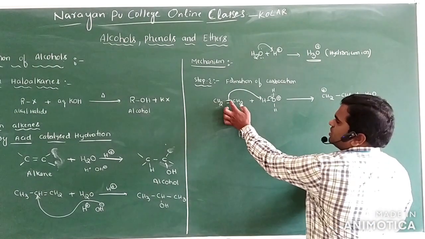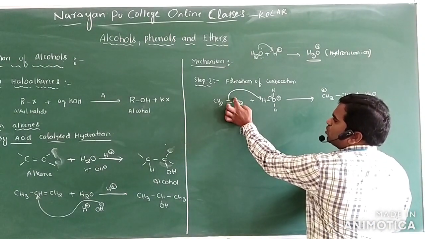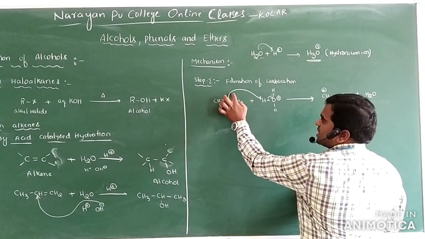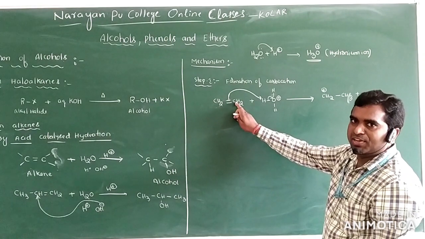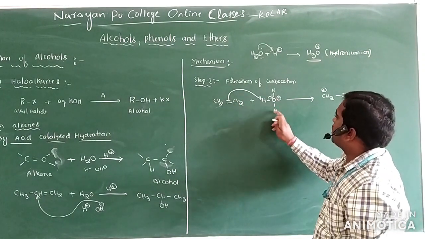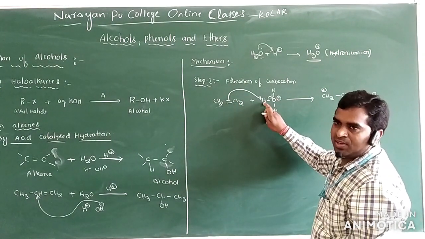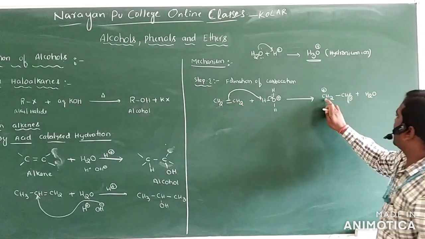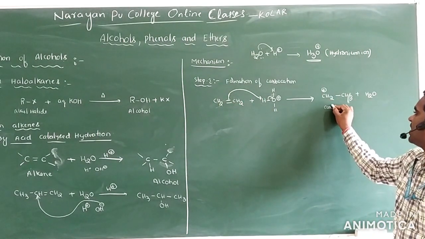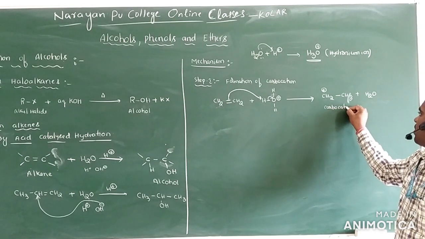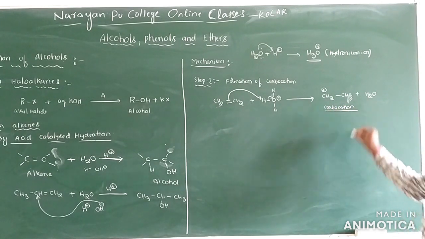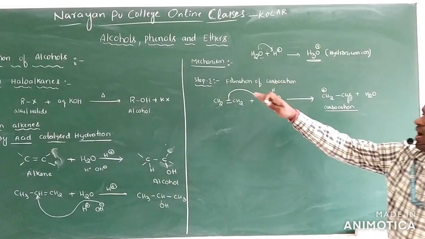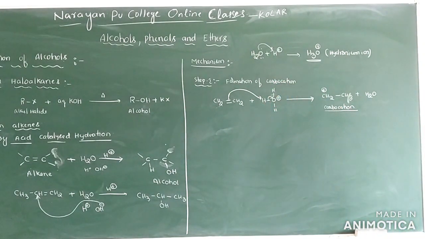Simple. Just transfer this bond to this carbon. Then this is losing electron, giving a positive charge, and this is gaining electron, giving a negative charge. And the hydronium ion gives the H+, and the H+ is added here. That is what I have done. This we call a carbocation. It is the intermediate in the hydration of alkenes.